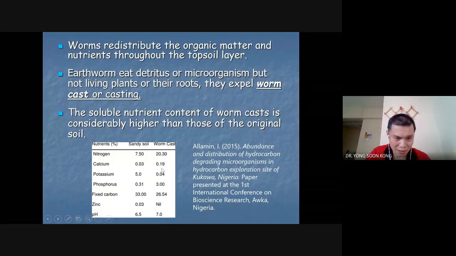And not to mention other sources of nutrient like calcium. Calcium not much, but it's still some there. Potassium, of course, they are not comparable to the sandy soil, but as you can see right there, nitrogen and phosphorus, these are the highest ones. Okay, so you can see why worm casts are so important. And for information, if you're into planting something, there's a fertilizer they call worm cast fertilizer. Yeah, people sell worm cast as a fertilizer because of that.